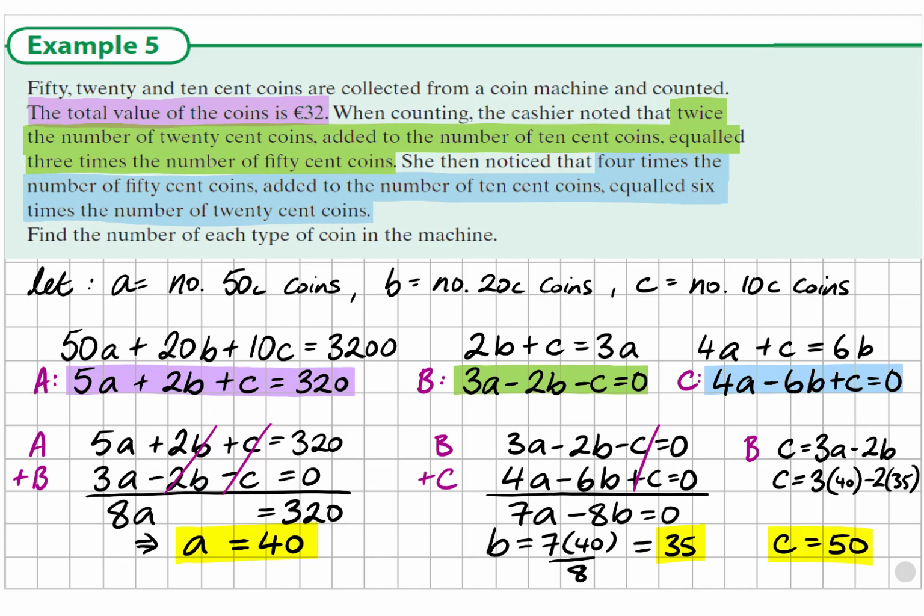It would be good in terms of the context of the question just to make it clear exactly what we're saying these numbers stand for. So I'm going to say 40 is the number of 50-cent coins. 35 is the number of 20-cent coins. And 50 is the number of 10-cent coins.